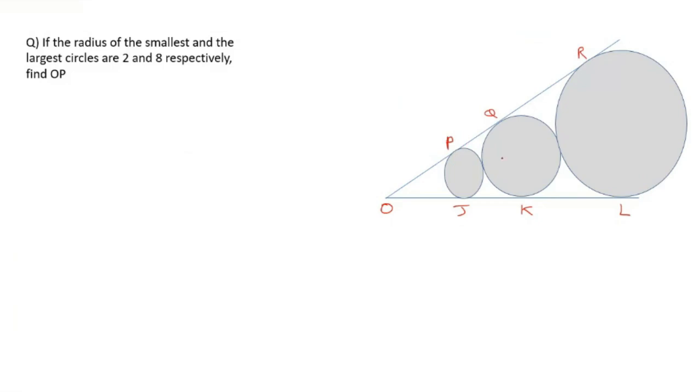Whenever you have more than 2 circles, the radii of the circles will always be in a geometric progression. Remember this. For example, here the smallest and the largest are 2 and 8, so to say this is 2 and this is 8, the middle one will be 4.